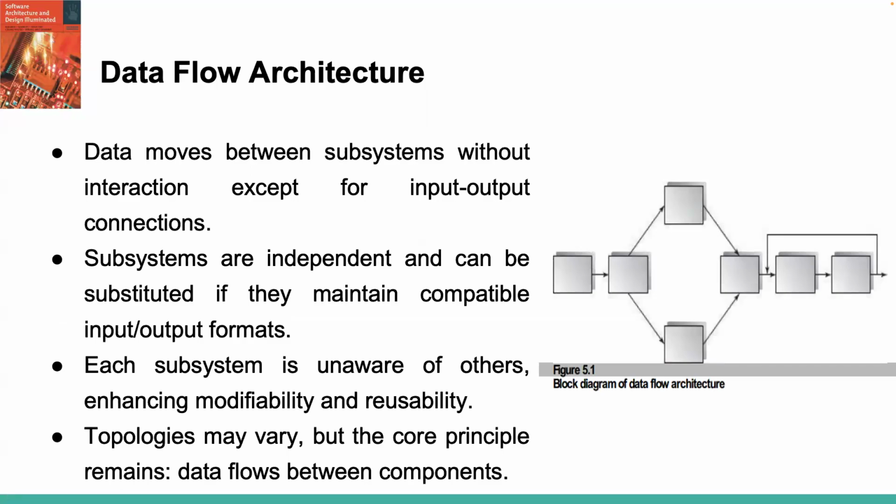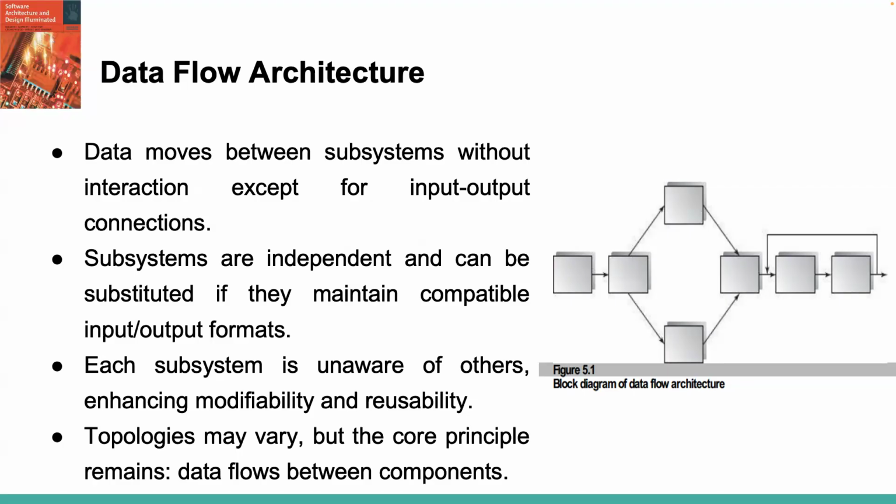Let's take a look at this block diagram of a typical data flow architecture, as shown in figure 5.1. In a data flow system, data moves between subsystems, which can be represented as blocks in this diagram. Each block or subsystem performs a specific transformation on the input data before passing it to the next subsystem. The key principle here is that subsystems are independent. They don't need to know about each other's existence, as long as they maintain compatible input and output formats. This independence allows us to swap out or modify individual subsystems without affecting the rest of the system.